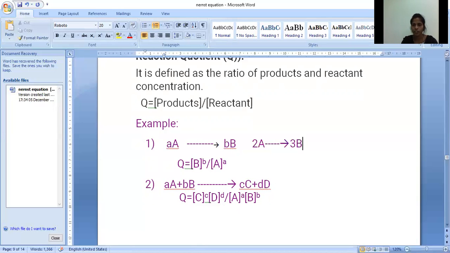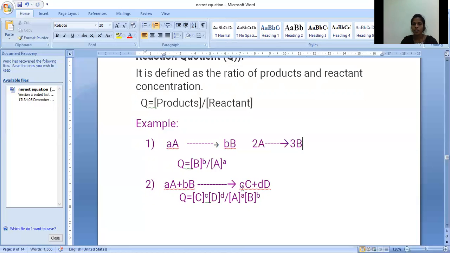That is the Nernst equation. So we can write the Nernst equation as E cell is equal to E naught cell minus 2.303 RT by NF log K or Q. This is for the cell potential. And for the single electrode potential, E red is equal to E naught red minus 2.303 RT by NF log K. And here K or Q is nothing but products concentration divided by reactants concentration.